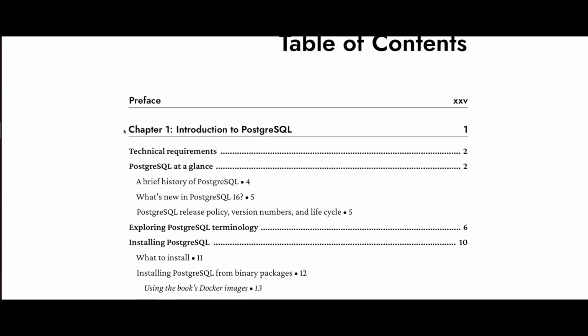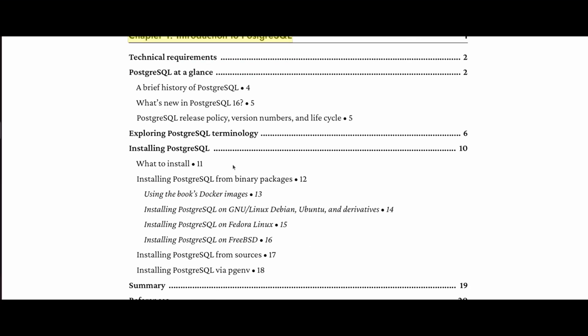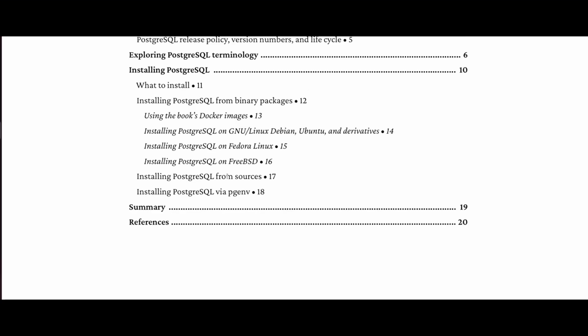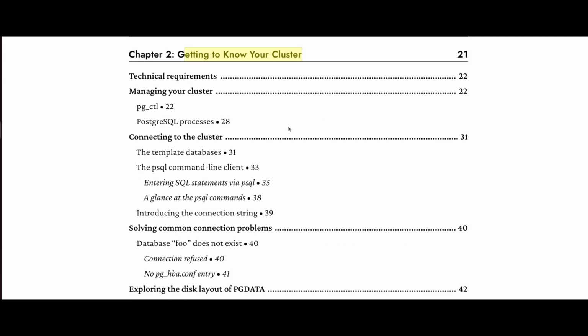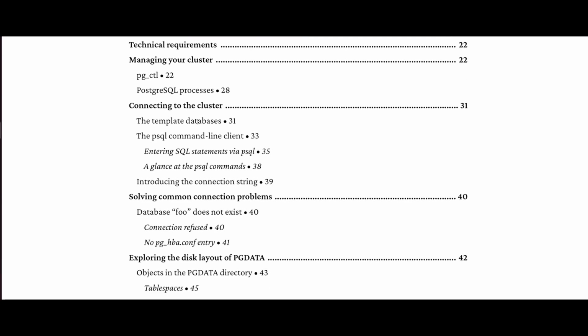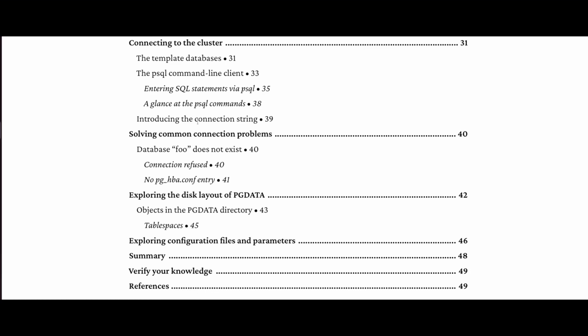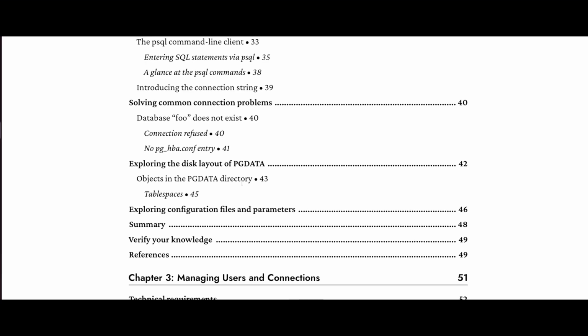In Chapter 1, we're looking at the introduction to PostgreSQL, technical requirements, a quick glance at PostgreSQL itself, installing it in different distros, a summary, and the references for Chapter 1. Quickly move into Chapter 2, which is getting to know your cluster. We also look into how you can manage your clusters, pg_ctl, your resources, connecting to your cluster in general, connection problems, and PGDATA, which of course, anybody who knows PostgreSQL, PGDATA is important. Each chapter also has a way of summarizing and verifying your knowledge, along with references themselves.